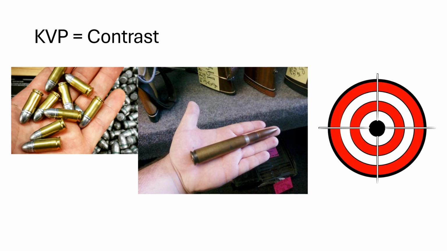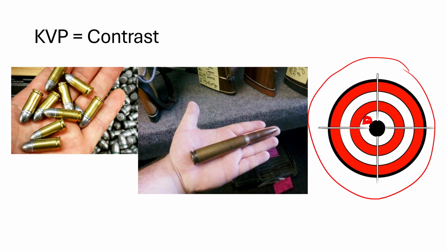Let's go back to that target that you want to shoot. A 9 mil, you might shoot one of the 9 mils. It might put a little hole like that in your target, as opposed to the 50 cal, which could take out the entire target. More energy behind that bullet. So KVP is going to be the penetrability of your photons, the energy behind it.